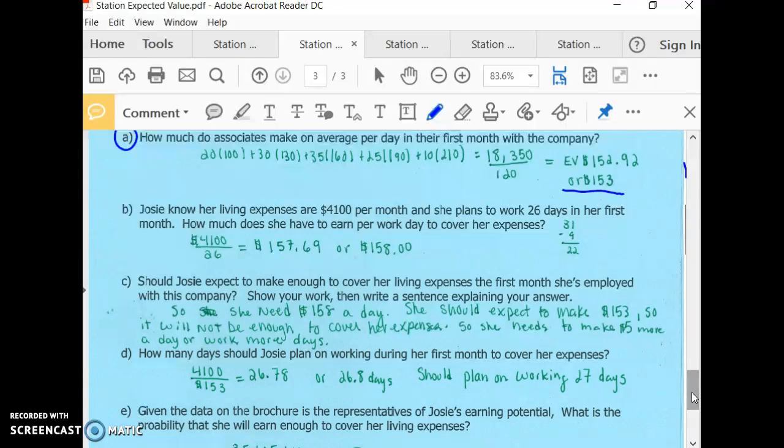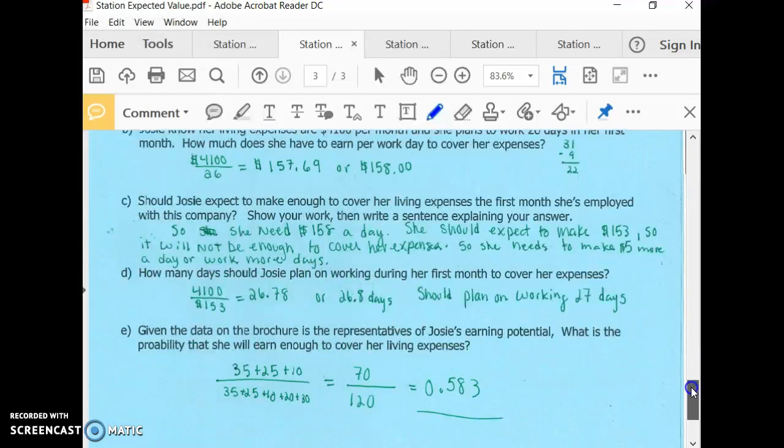So should Josie make enough to cover her living expenses? So in number one, I know I'm going to make $153. I know I need to make $158, so I'm short like $5. So she needs $158 a day. She should expect to make $153, so it will not be enough to cover her expenses. So she needs to make 5 more a day or work more days.